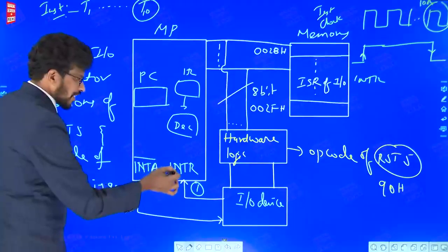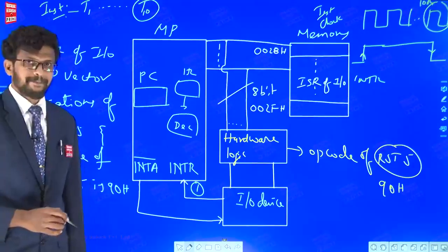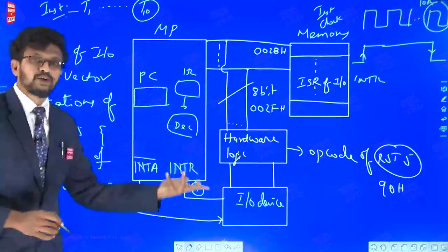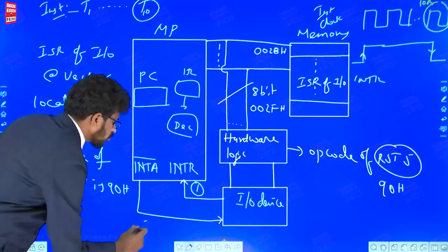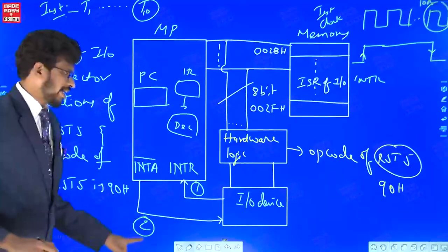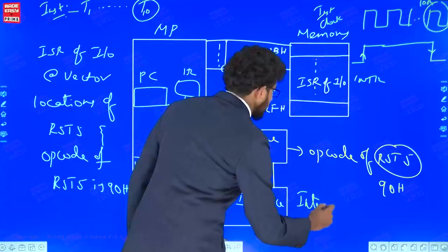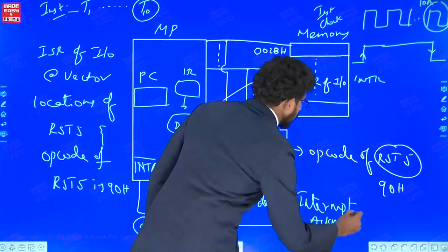If INTR is present, now tell me, is INTR vectored or non-vectored? Non-vectored. So when INTR is received, the processor doesn't know where to go. There is no built-in logic. That is why it responds to the interrupt by sending one INTA. INTA stands for interrupt acknowledgement.